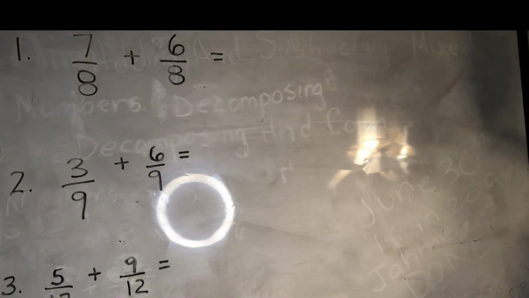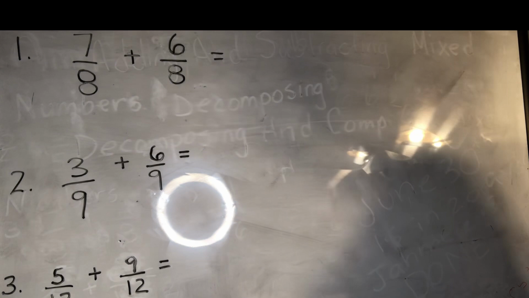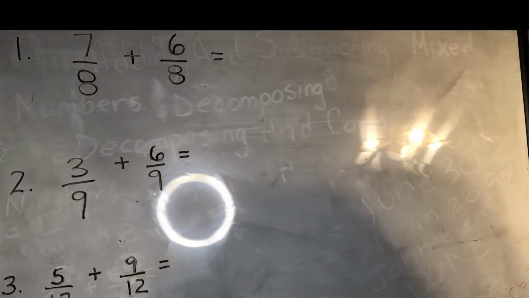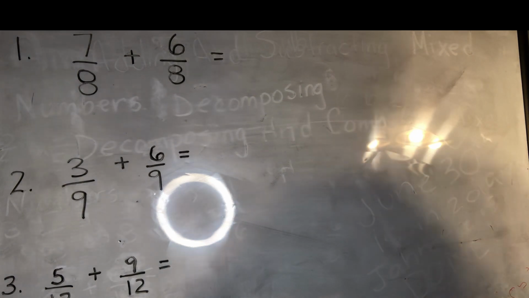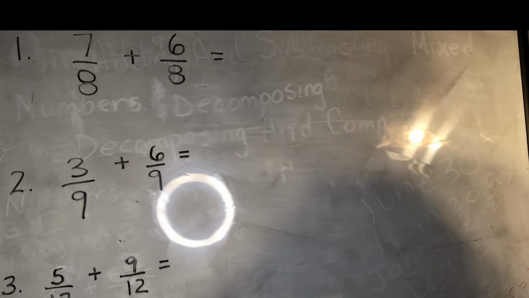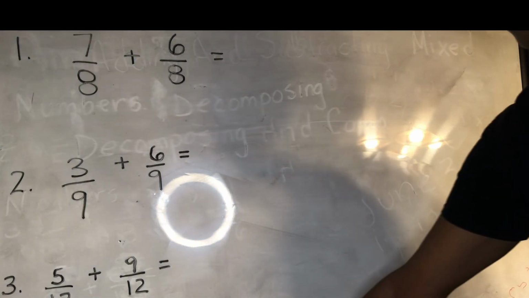Alright, so today's first three practice problems: our first one is 7 over 8 plus 6 over 8. Then we have 3 over 9 plus 6 over 9. And then our last one is going to be 5 over 12 plus 9 over 12. So we're going to go ahead and start with the first one. Our first one is 7 over 8 plus 6 over 8.